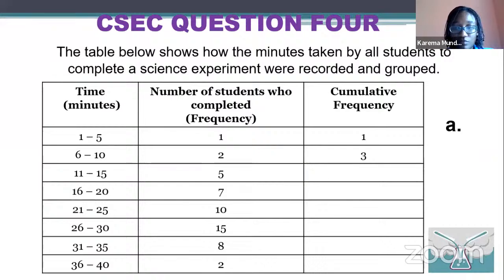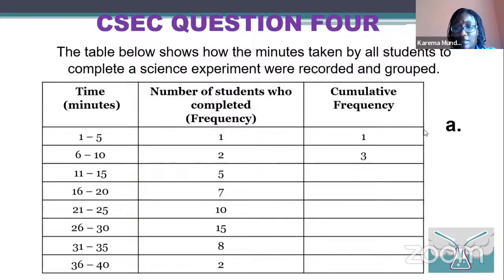I'm not sure if Rakita was answering my question. I think he's referring to the class interval 11 to 15, but he's thinking the cumulative would be 6. You can let me know if that's what you're saying. But would it be 6 though? So let's check what would be the cumulative frequency. We had 1 student who took 1 to 5 minutes. We had 2 students who took 6 to 10 minutes. And we had 5 students who took 11 to 15 minutes.